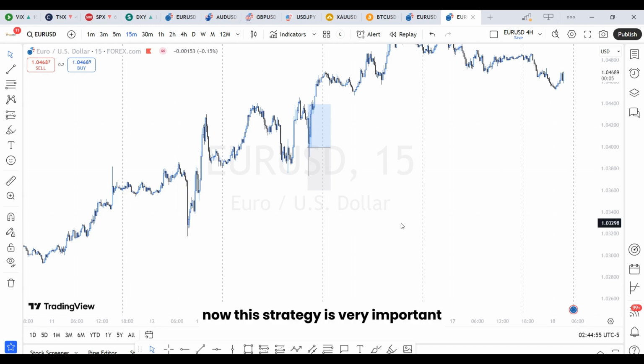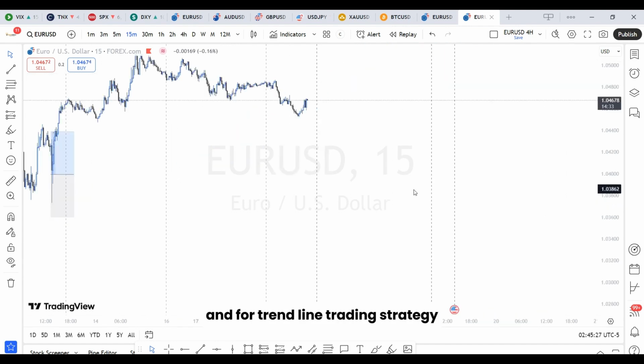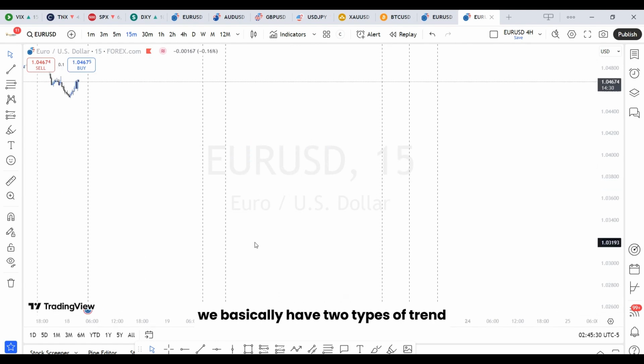Now, this strategy is very important because it is used by some of the biggest traders in the world. Regardless of the popularity of the strategy, it still works very effectively. It can give you a good risk to reward ratio, and as an intermediate trader you can make consistent money with this strategy regardless of how simple it might sound. Now, this strategy is simply called the Trendline trading strategy. For the trendline trading strategy, we basically have two types of trend.